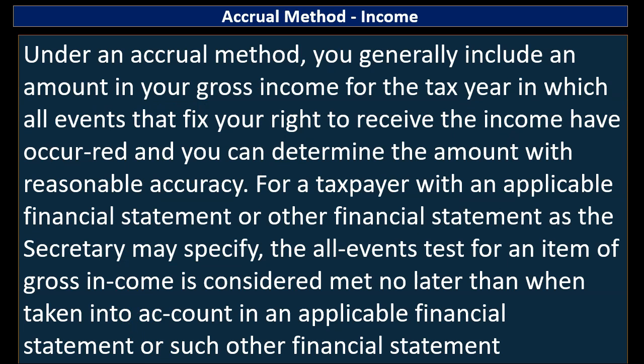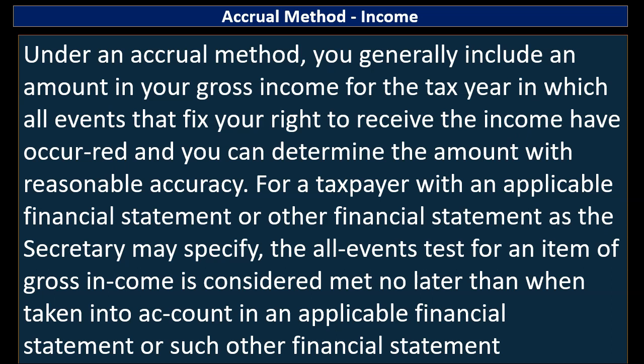Accrual method income. Under an accrual method, you generally include an amount in your gross income for the tax year in which all events that fix your right to receive the income have occurred, and you can determine the amount with reasonable accuracy. For a taxpayer with an applicable financial statement or other financial statement as the Secretary may specify, the all events test for an item of gross income is considered met no later than when taken into account in the applicable financial statement or such other financial statement.